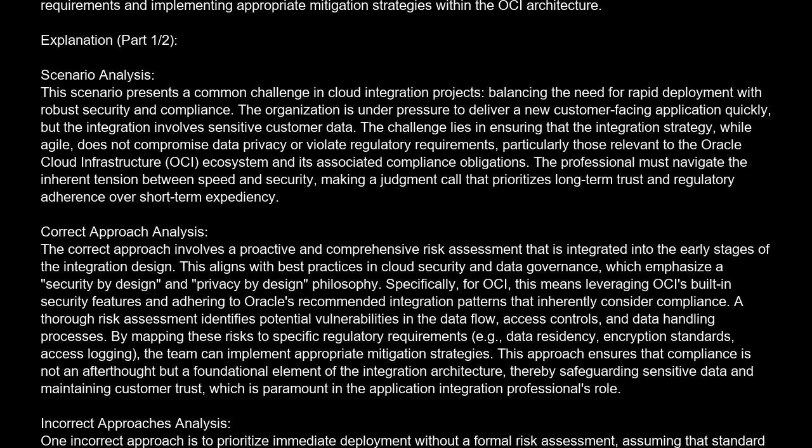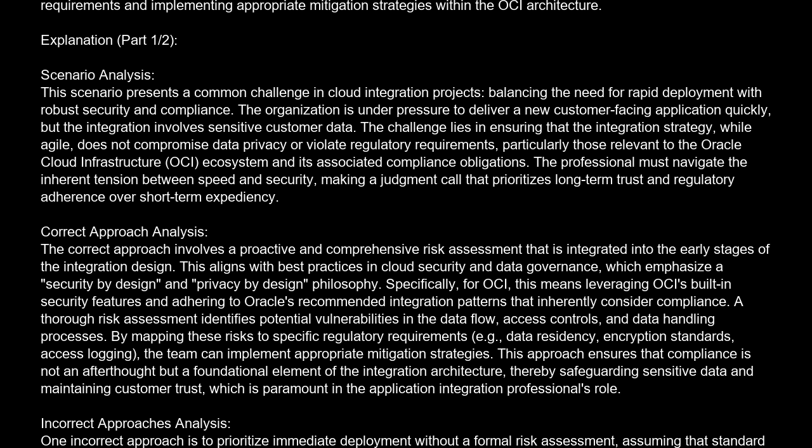Correct approach analysis. The correct approach involves a proactive and comprehensive risk assessment that is integrated into the early stages of the integration design. This aligns with best practices in cloud security and data governance, which emphasize a security by design and privacy by design philosophy. Specifically for OCI, this means leveraging OCI's built-in security features and adhering to Oracle's recommended integration patterns that inherently consider compliance. A thorough risk assessment identifies potential vulnerabilities in the data flow, access controls, and data handling processes.